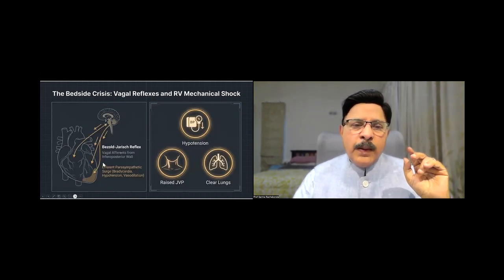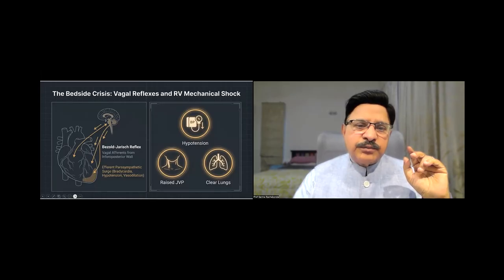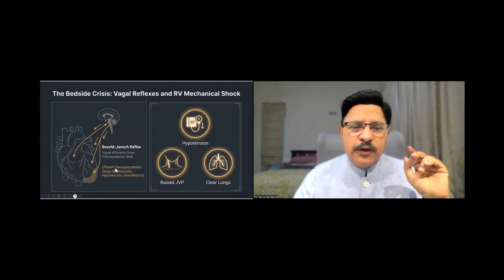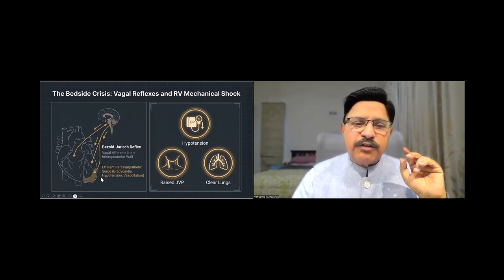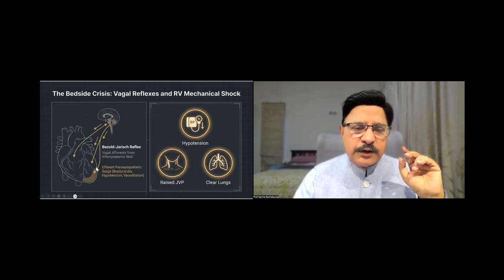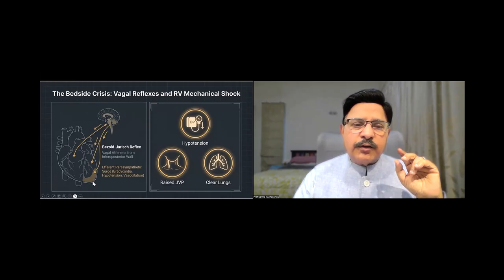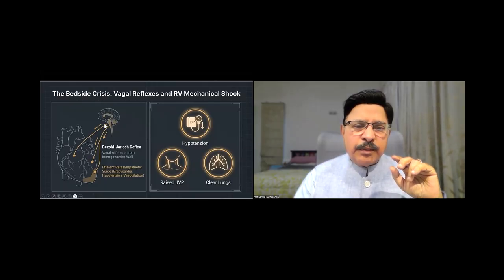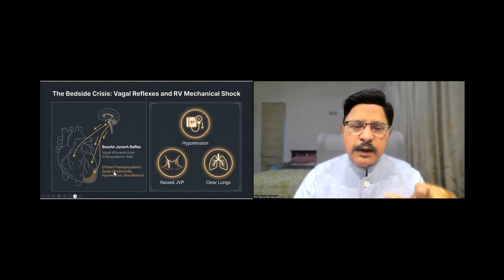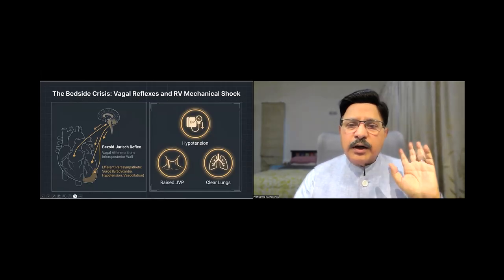Now, Bezold-Jarisch reflex. So, vagal afferents from the inferior posterior wall, efferent parasympathetic surge, bradycardia, hypotension, and vasodilatation will occur. The inferior wall is affected. This is the inferior wall. When the inferior wall is affected, vagal afferents will be going from the inferior posterior wall to the brain. This is the mechanism, and it produces parasympathetic surge causing bradycardia, hypotension, and vasodilatation.